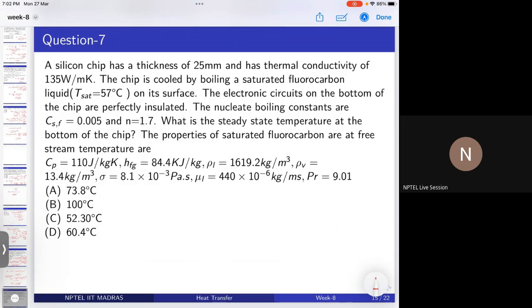First, what we have to find out is the heat flux. For finding the heat flux, what can we use? The Rohsenow correlation that I already discussed in the last class. Sorry, not the critical heat flux, the heat flux according to this.